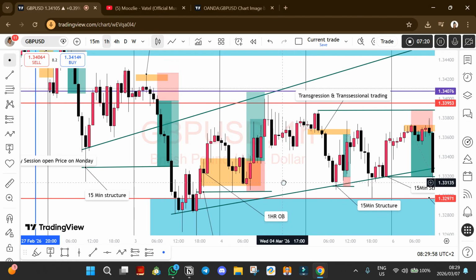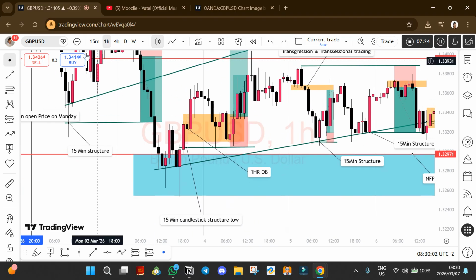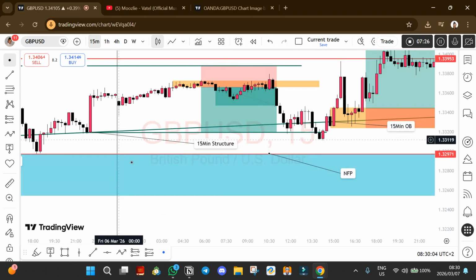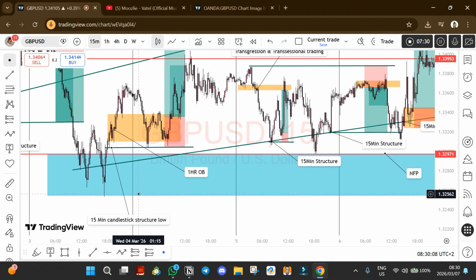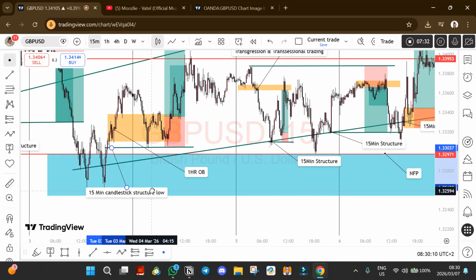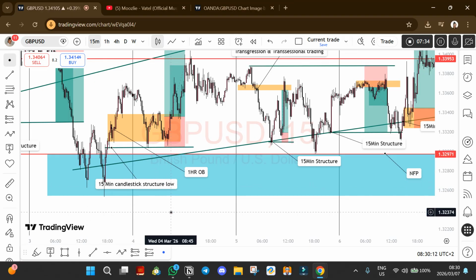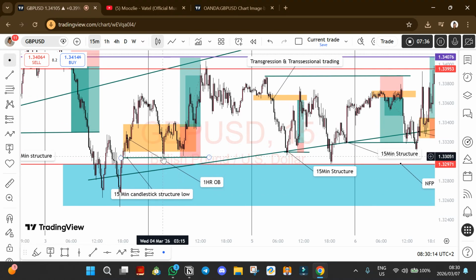That was my ideal entry, but then I've modified it. And upon doing my advanced review, I figured that, you know what, I should start also paying attention to 15-minute candle structure. So this is the structure low.